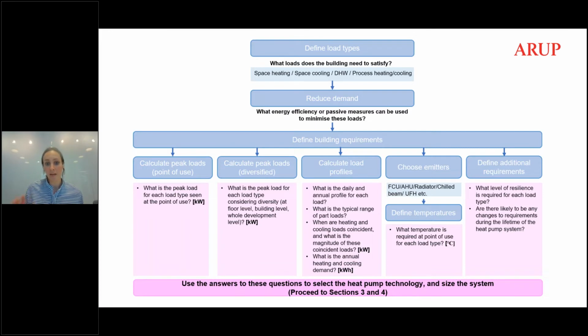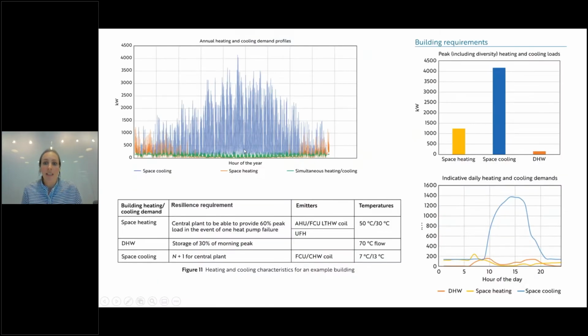So we have some diagrams like this throughout the document to help you look at what steps you need to take. And on this slide, you can see a combination of information that you might collect for your building to understand your loads. And this is particularly important with a heat pump system, where you might be trying to maximize heat sharing. You might have multi-use or multi-load development with quite a lot of different considerations.